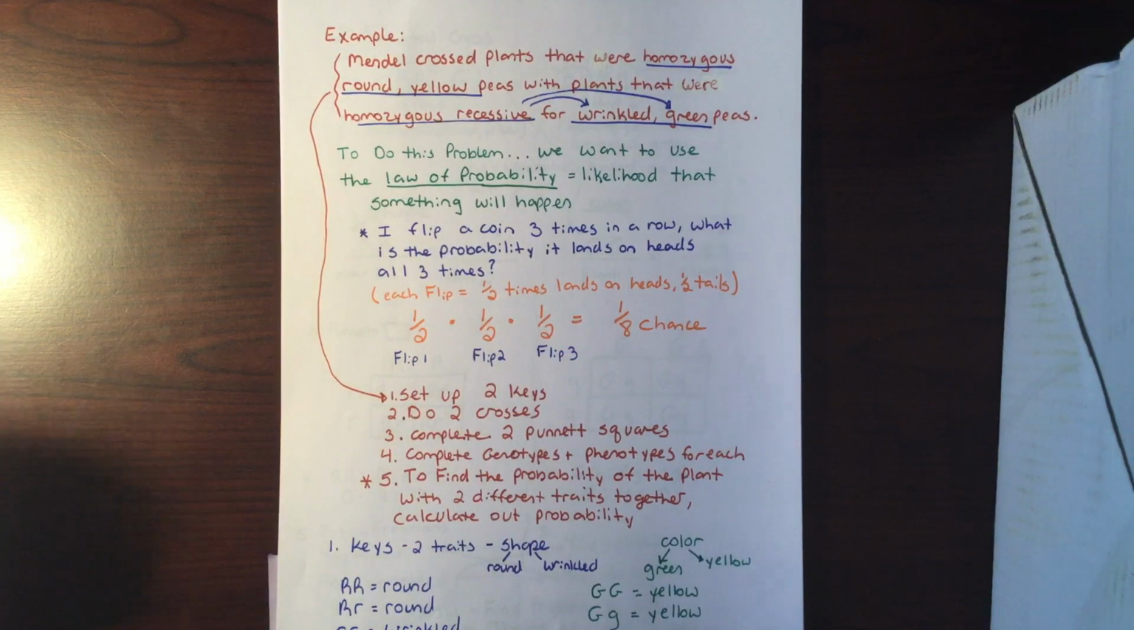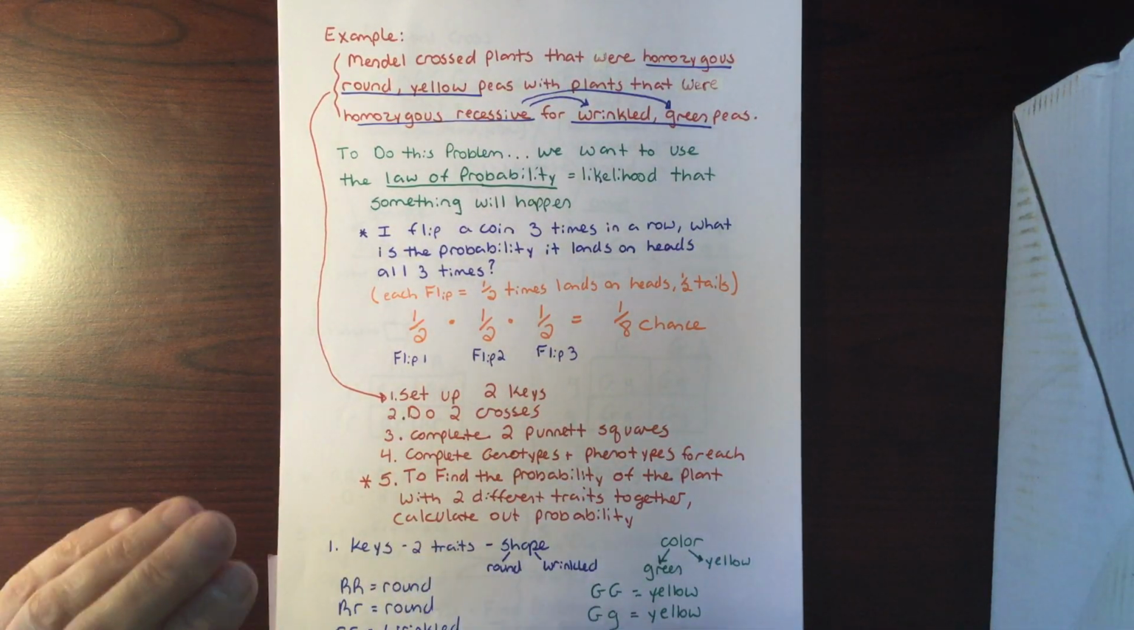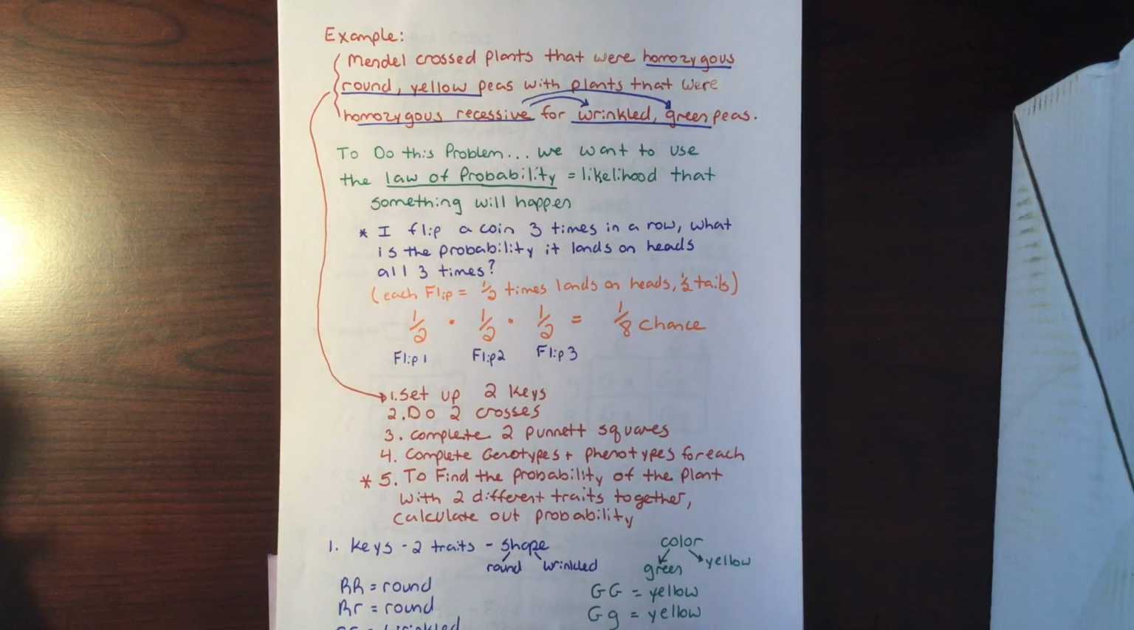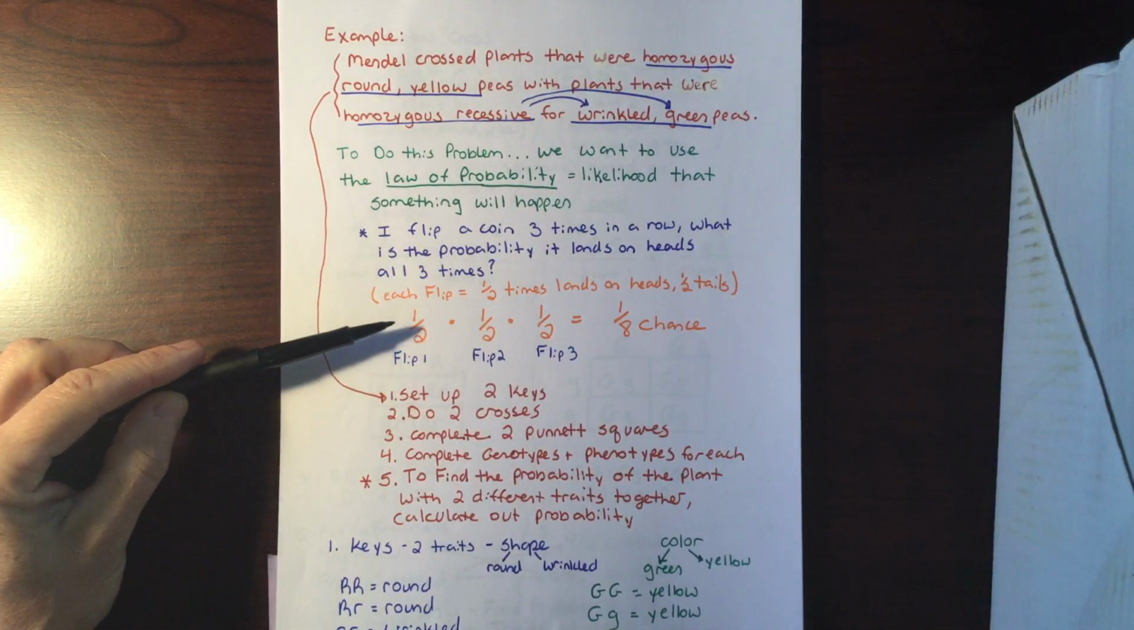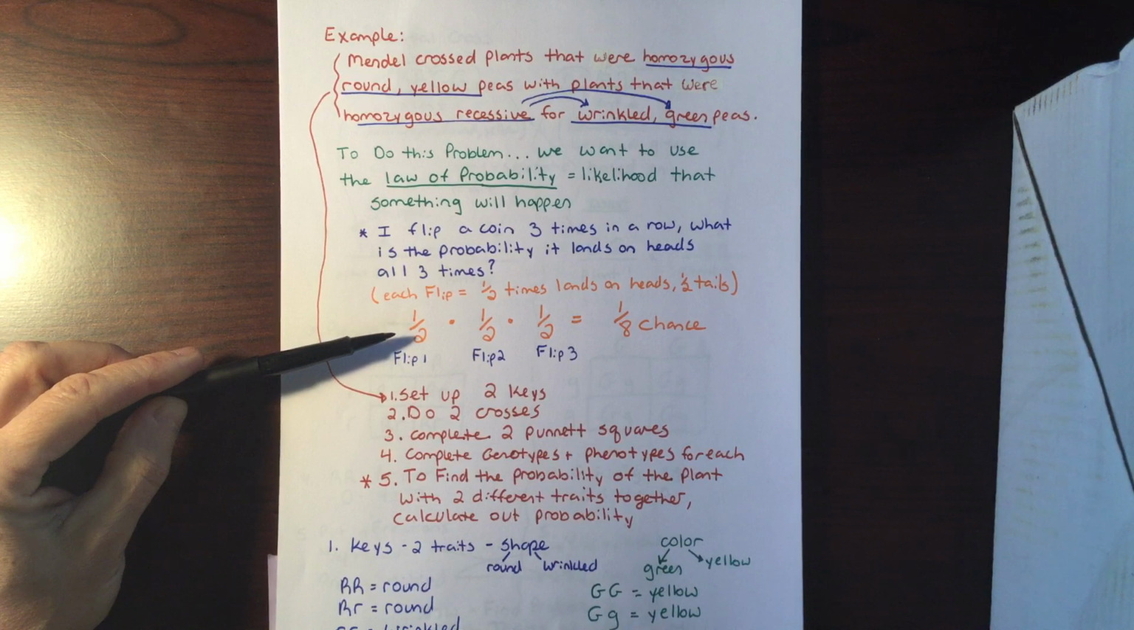So let's say I take a coin, and you guys know on the coin there's two sides to that coin. There's a heads and there's a tail. Let's say I flip that coin 3 times in a row. I want to know, what is the probability that it lands on heads all 3 times? Well, the first time I flip it, I have a 50-50 shot. I have a 1 out of 2 shot of it landing on heads.